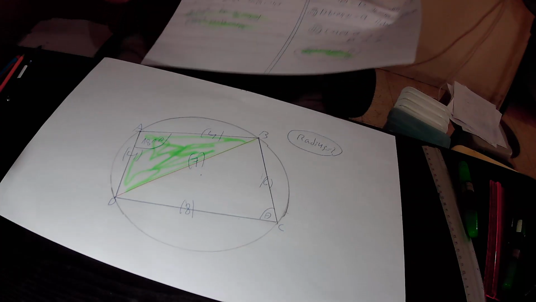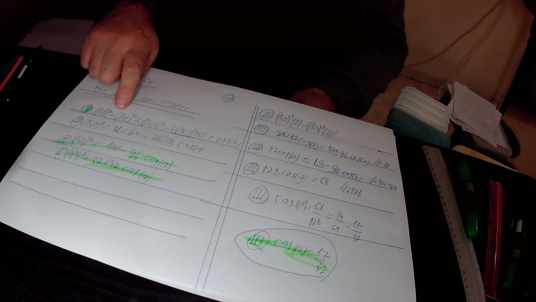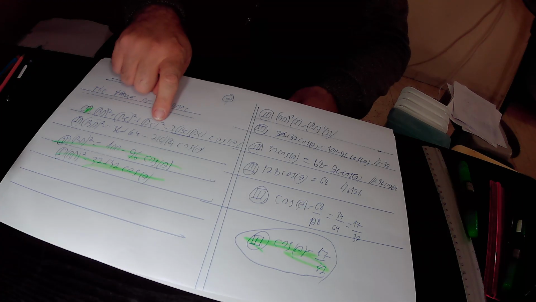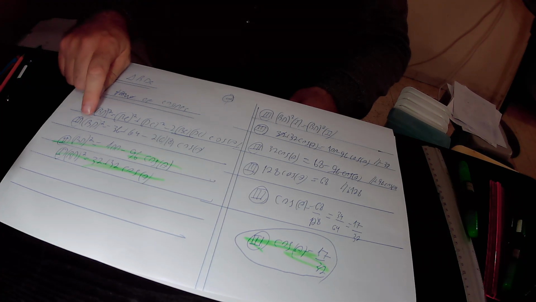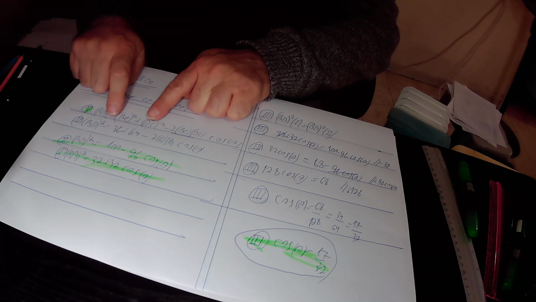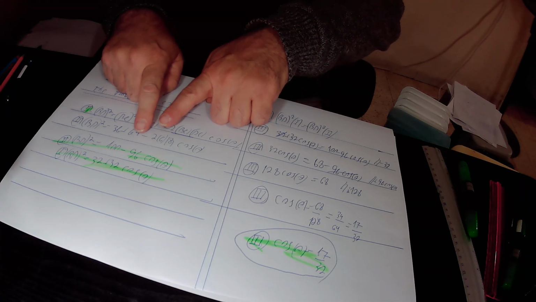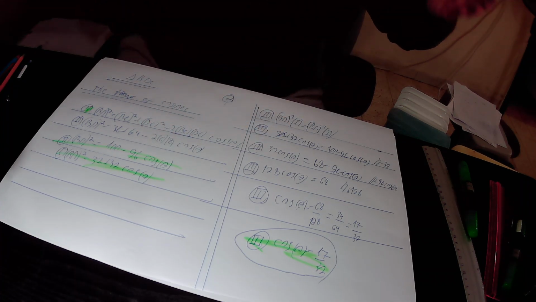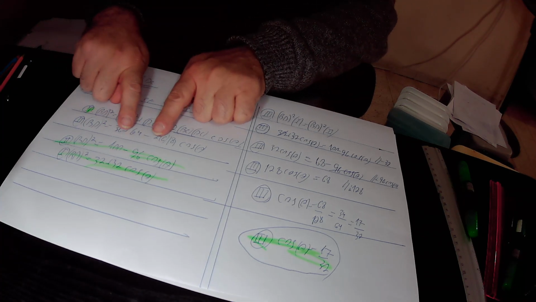So, according to equation 2, BD squared equals 36 plus 64 minus 2 times 6 times 8 times cosine theta. So in total, according to equation 2, BD squared equals 36 plus 64 is 100, minus 2 times 6 is minus 12, minus 12 times 8 is minus 96 times cosine theta. So BD squared equals 100 minus 96 times cosine theta.